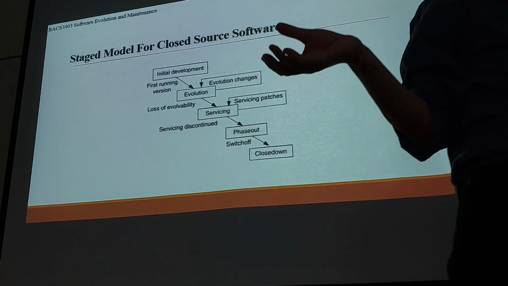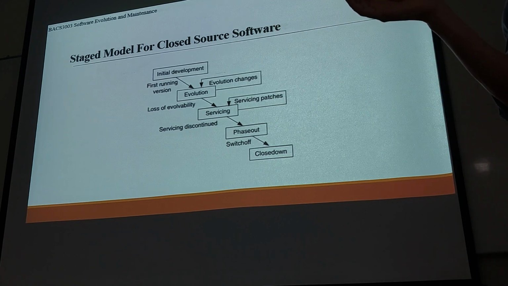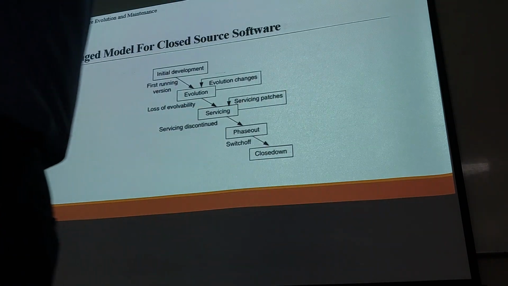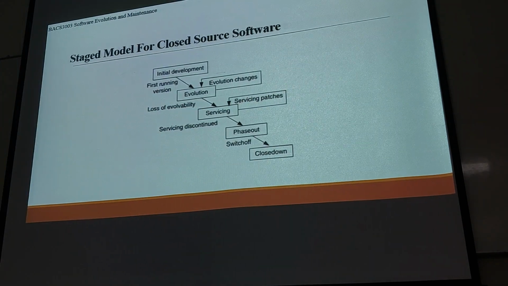What is closed source software? Private one. Proprietary software. It means that the code normally belongs to certain parties. You cannot simply go and steal the code, use the code and so on. So how does this stage model discuss the life cycle of the evolution of this software?